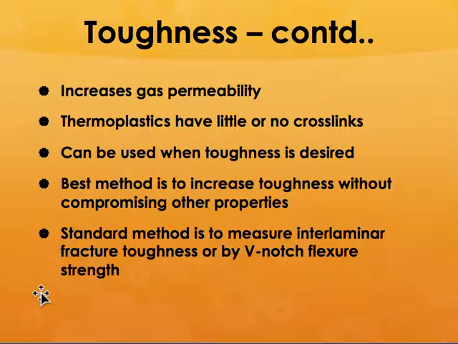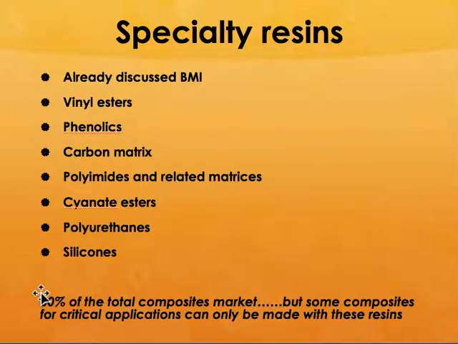And what I also want to bring up is what is the standard method to measure the interlaminar fracture toughness of composites? It is by a technique called V-notch. You apply a V-notch, and then you do a bend test, either a 4-point bend test or a 3-point bend test, and you see the reduction in properties, and there are equations to measure the toughness of your composite system from these properties. So let me stop here.